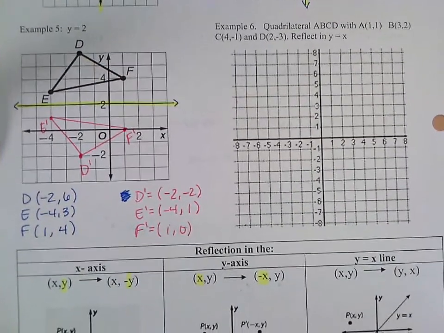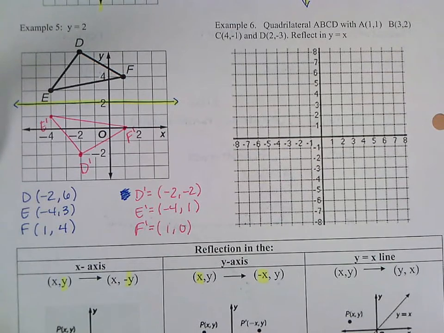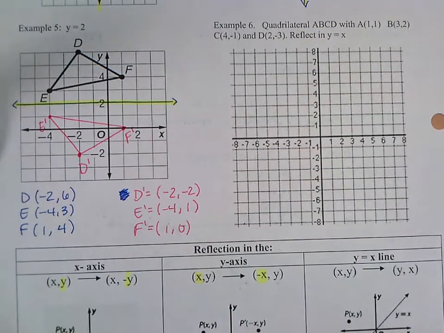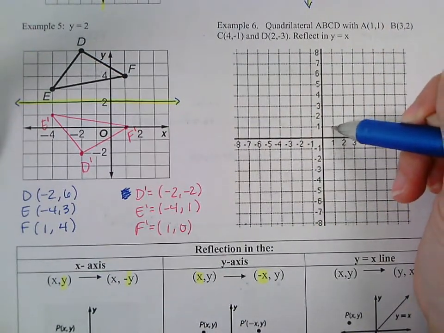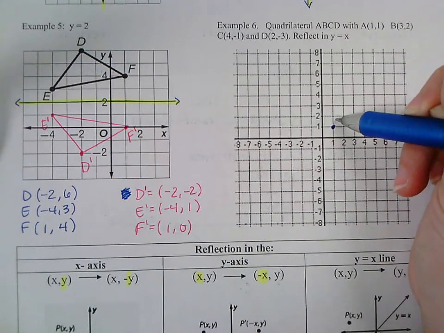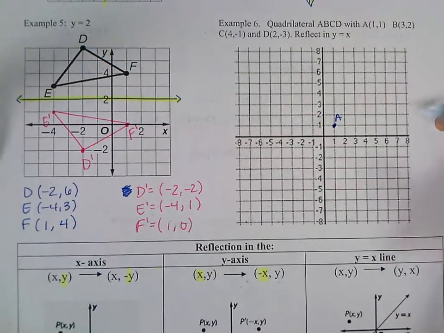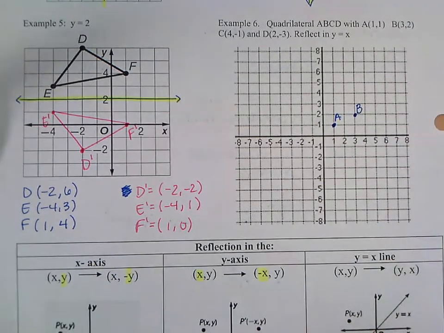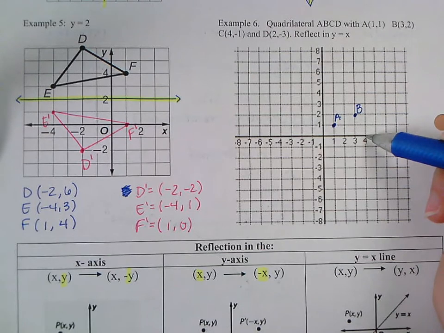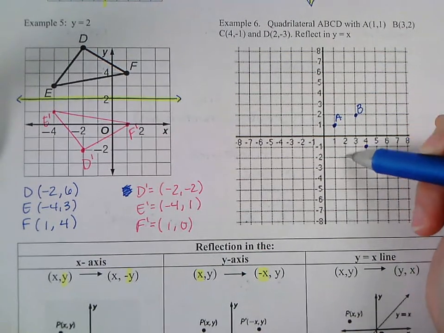The last one on here then, example 6, you have to actually sketch the quadrilateral first. You're sketching both the pre-image and the image. So if I graph quadrilateral ABCD first, I already have the points. A is at 1, 1, and make sure you label them. B is at 3, 2. C is at 4, -1. And D is at 2, -3.